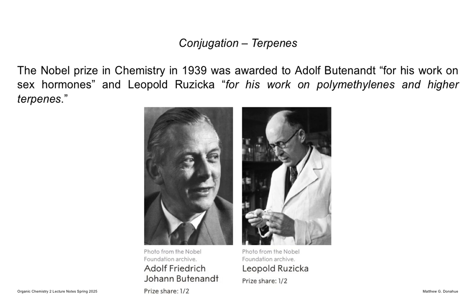So in the last 14 minutes here, we're going to transition into another topic that's related to this, called terpenes. To preface this, the 1939 Nobel Prize in Chemistry was jointly awarded to Adolf Butenandt for his work on sex hormones and Leopold Ruzicka for his work on polymethylenes and higher order terpenes. So there's that word terpenes.